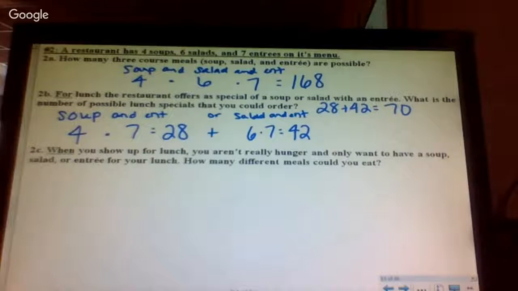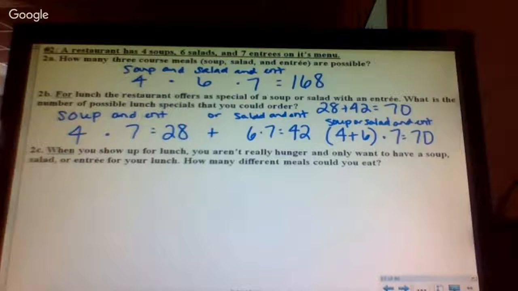Or you can do it the other way. You can do soup or salad, so that's 4 soups plus 6 salads, and an entree. So times 7, which still gives you 70. You can do it separately and add them together at the end, or you can do them as one big equation. I don't care which way you choose. Whatever makes more sense in your head is the way I want you to pick. There are multiple ways to do this. I don't care as long as you get the right answer. That is the goal.